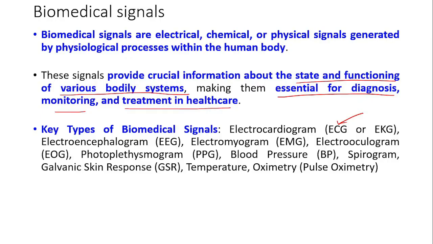Then we have electroencephalogram signals, which are basically the brain waves, then electromyogram, then electrooculogram, then photoplethysmogram, blood pressure, spirogram, galvanic skin response, temperature, and oximetry.